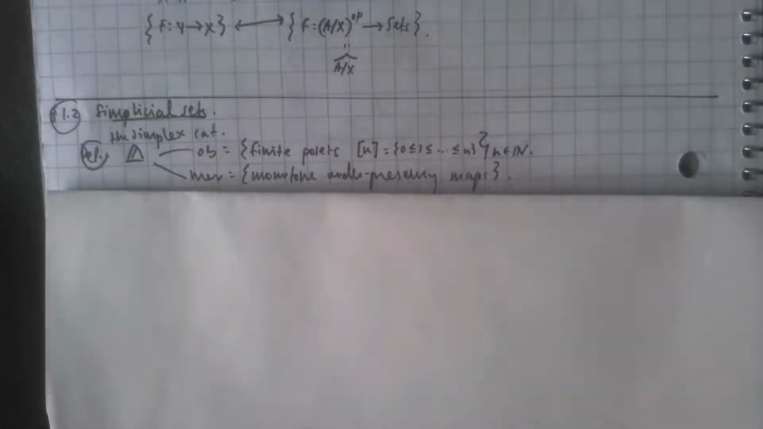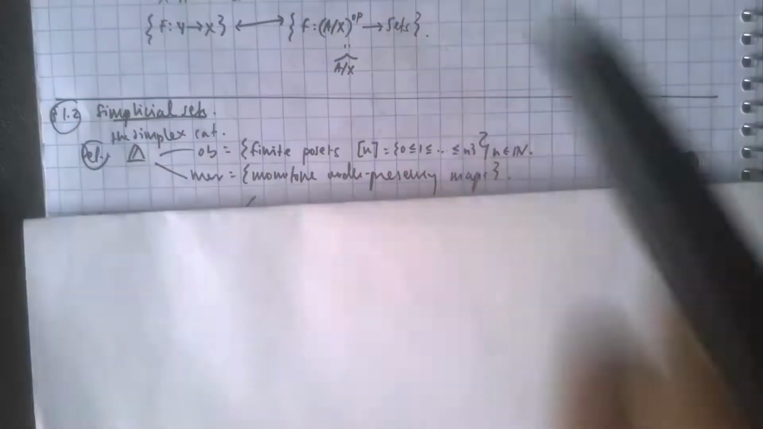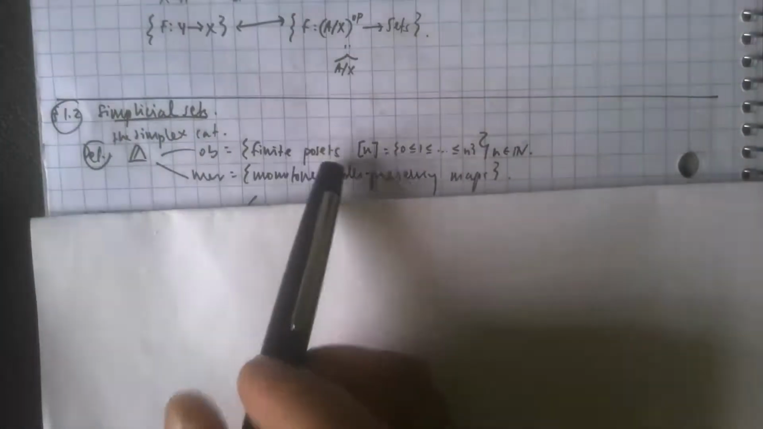Okay, so simplicial sets. First, we define a category called the simplex category. We usually write it as a bold delta. Objects in this guy are finite posets.